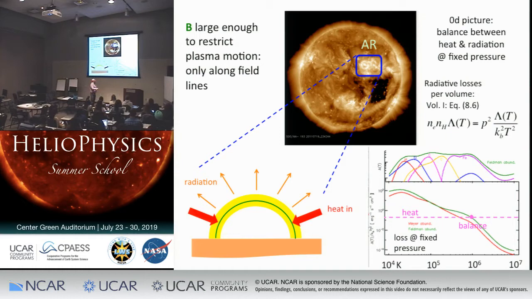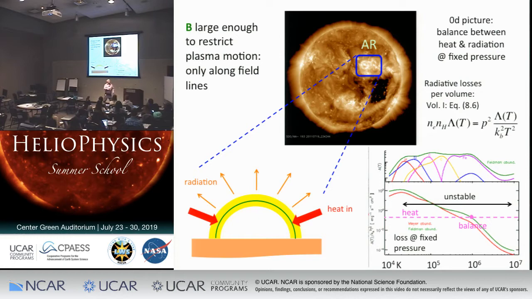I get a little too cold, I now radiate more effectively. I cool off even faster. So this tells you that this simple balance just doesn't work. So this whole range is essentially thermally unstable. You just can't have plasma that is heated and cooling off radiatively between about 10,000 Kelvin and some tens of millions of Kelvin. If you're below 10,000 Kelvin, you're okay.